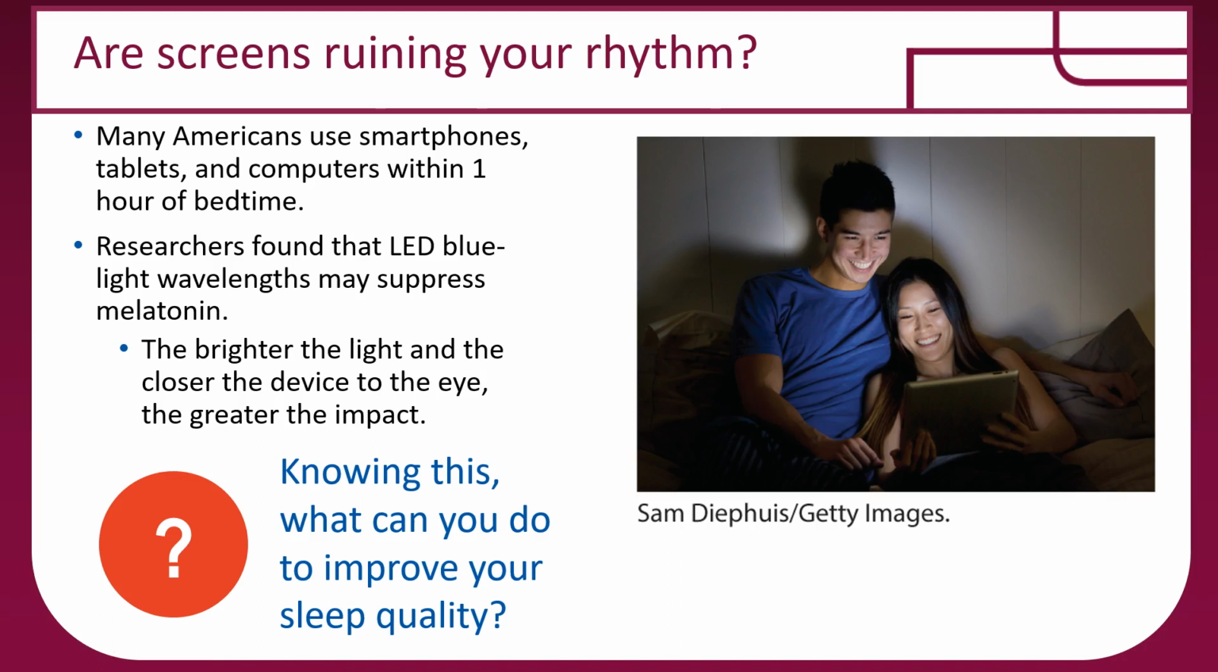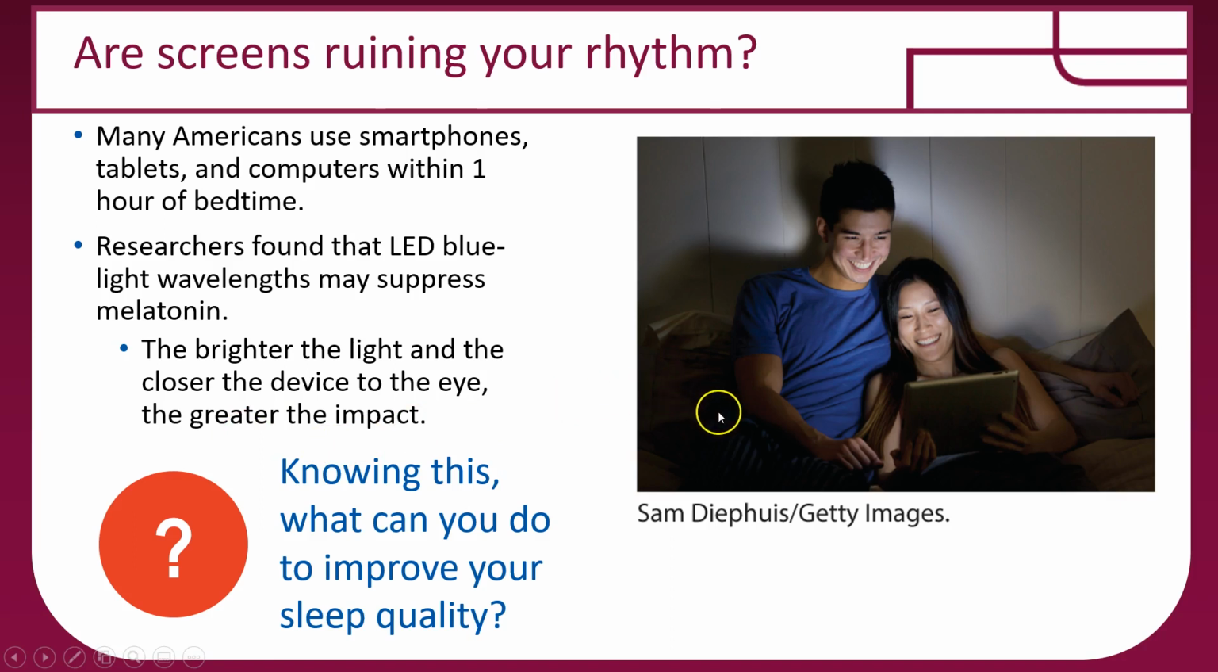Are screens ruining your rhythm? Many Americans use smartphones, tablets, computers within 1 hour of bedtime, and researchers have found that the LED blue light wavelengths may suppress melatonin. Melatonin is released about 2 hours before you're about to go to bed. And so if melatonin is suppressed, then you're not going to get as sleepy. And the brighter the light and the closer the device is to your eye, the greater the impact.